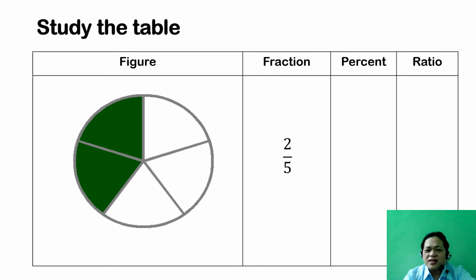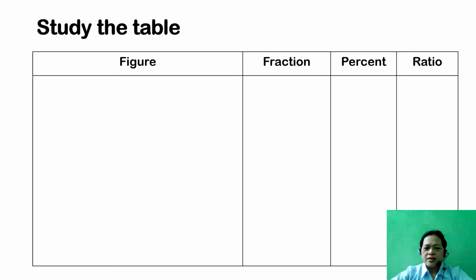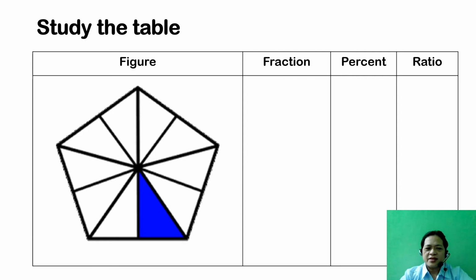So what is it in percent? Very good. It is 40%. What about in ratio? Very good. It is 40 is to 100, or you can also have it as 2 is to 5. Is it clear? Okay, very good. Let me see if you can do this. What is the fractional part of the shaded region?